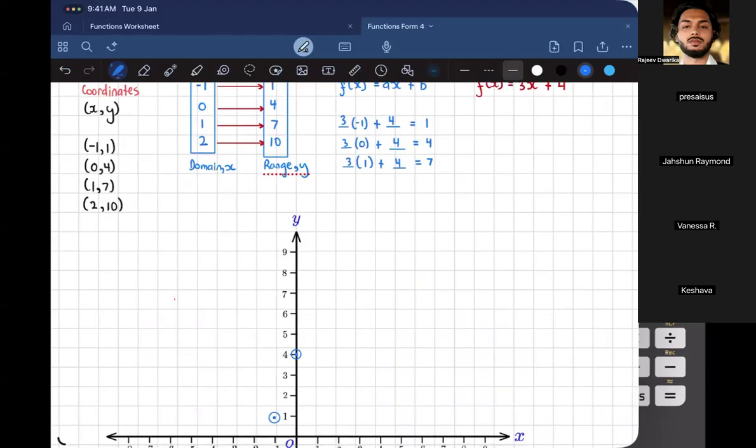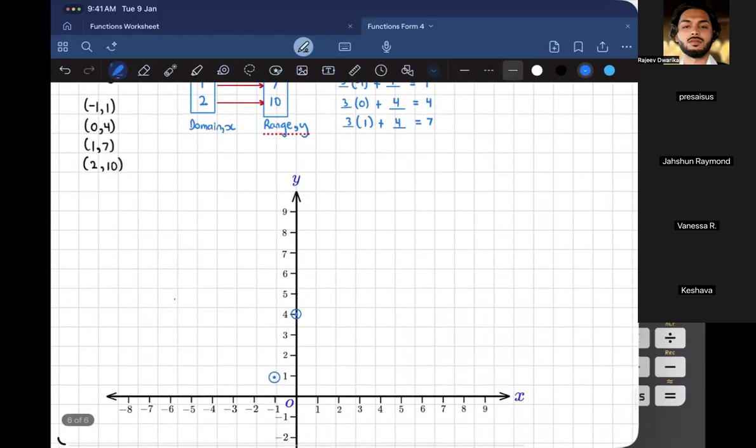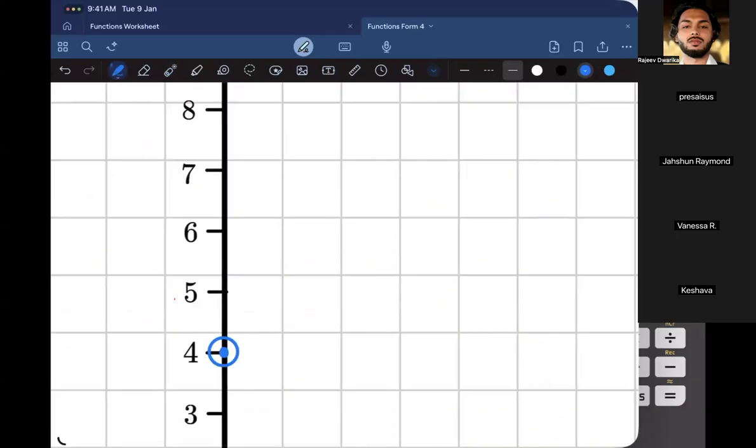All right, Keshava, you think you can help me plot the other point? 1,7. That means if I'm starting off at the origin, what's my next movement? So you're moving one space to the right and you're going up 7. Yep, that's it.